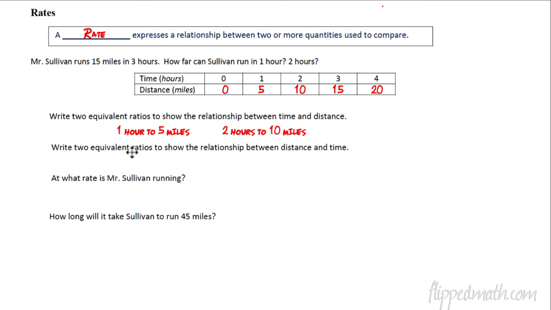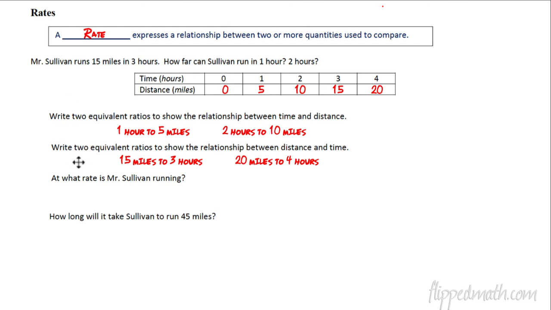Write 2 equivalent ratios to show a relationship between distance and time. So I've got to be careful. Distance goes first. So distance is on the bottom row. Time is on the top row. So I just kept going down the columns here. I said 15 miles, that's the distance, to 3 hours. Or 20 miles to 4 hours. But again, you could have used 5 and 1, 10 and 2. Doesn't matter. Those are all fine because it just says write 2. So any 2 will work.